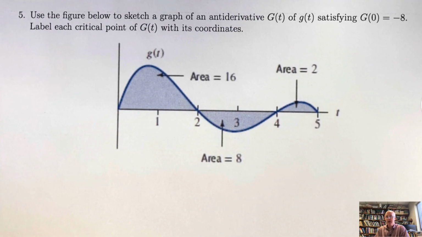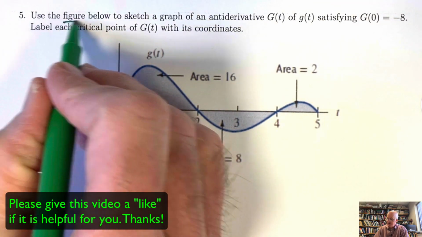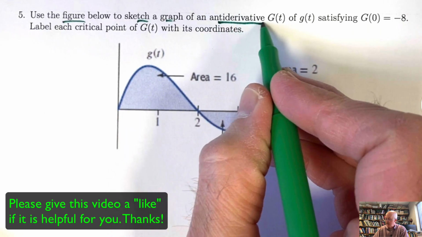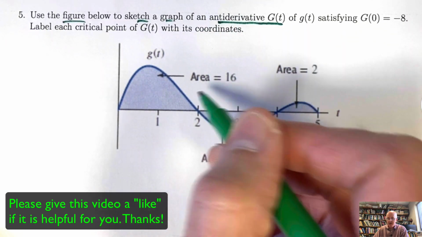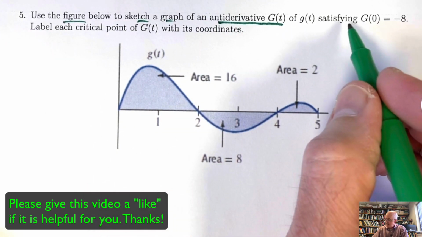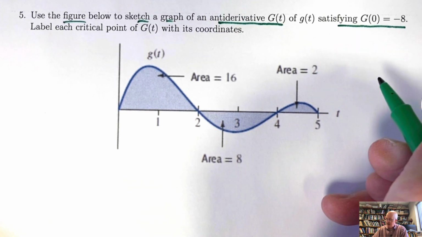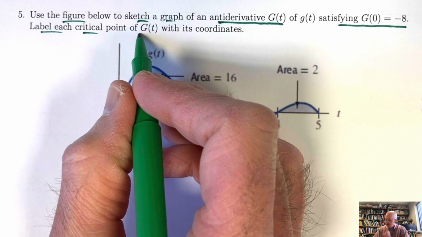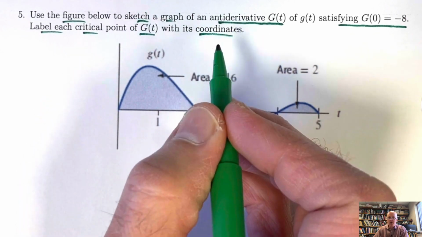Our last couple problems are going to continue to involve graphs. Number 5 says use the figure below to sketch the graph of an antiderivative capital G of t when this graph is little g of t, satisfying capital G of 0 equals -8. Label each point as each critical point of capital G of t with its actual coordinates.